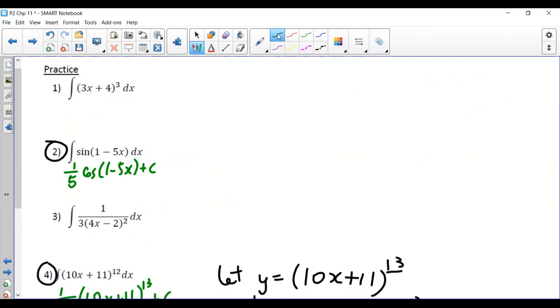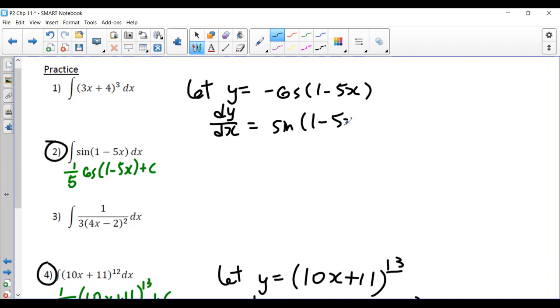Question 2. So what differential gives sine? Well, what differential gives sine is negative cos. So it'll be negative cos of 1 minus 5x, because differentiate minus cos will give you sine. So let's do dy by dx. Differentiate negative cos. Chain rule again. Differentiate negative cos will give you sine(1 minus 5x). That's fine. Times differentiate inside, which is minus 5.